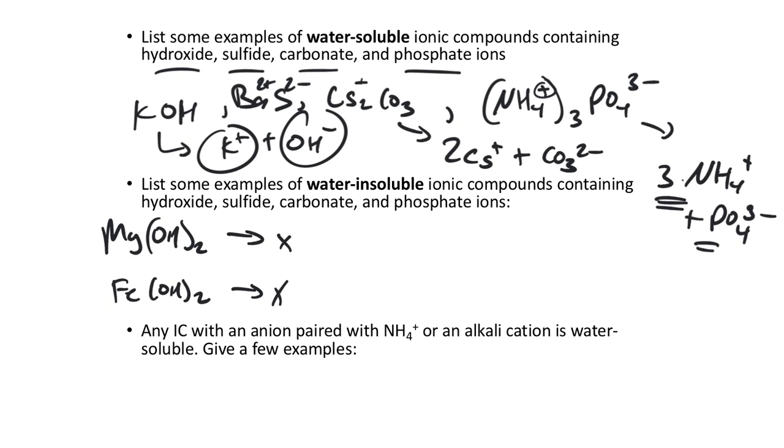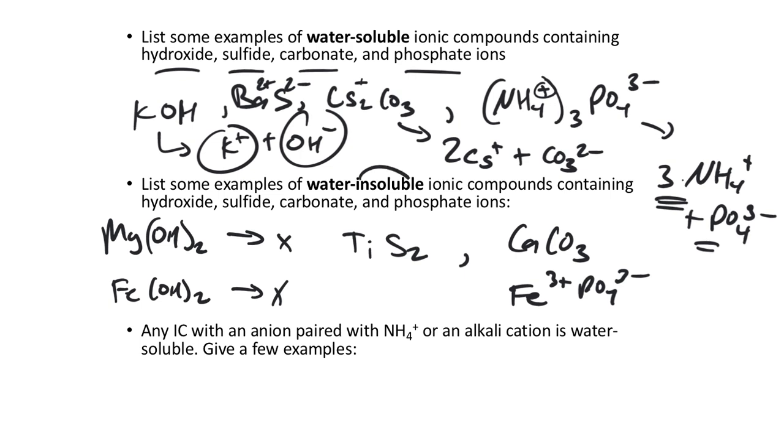And then a couple examples with sulfide could be, if you took titanium 4+ with sulfide, so TiS2. With carbonate, if you took calcium, because calcium is not one of its exceptions, that would be water insoluble. And if you took something with phosphate, like iron 3+ with PO4 3-, FePO4 would be insoluble in water as well. So just pick any other metal cation that's not one of the soluble exceptions, and you have an insoluble compound. And so any ionic compound paired up with ammonium or an alkali cation is water soluble.